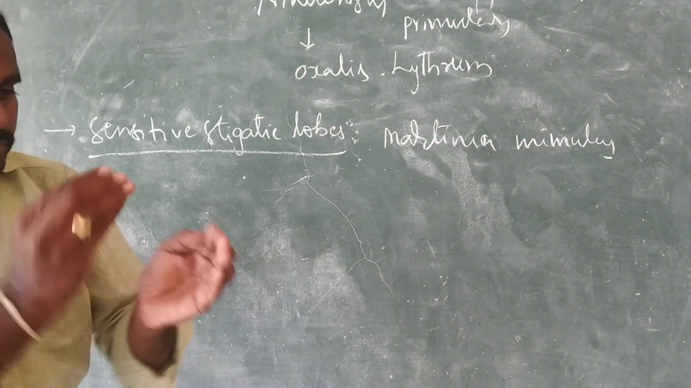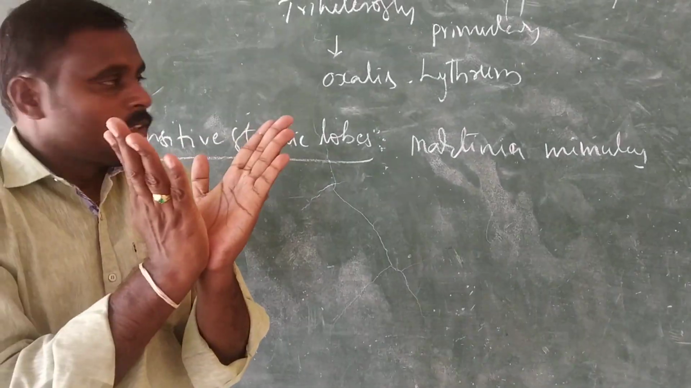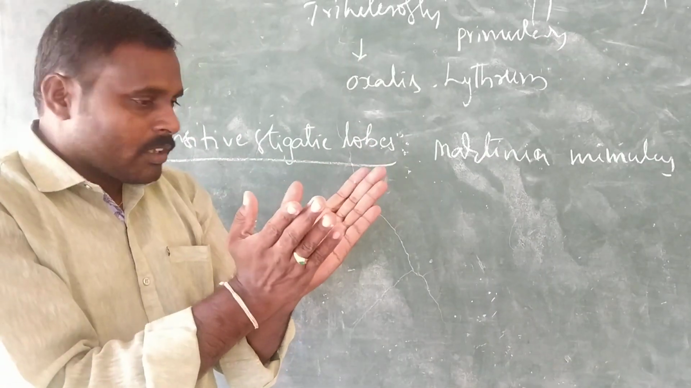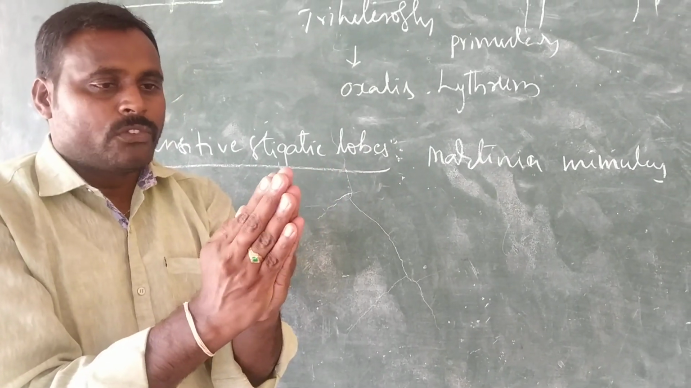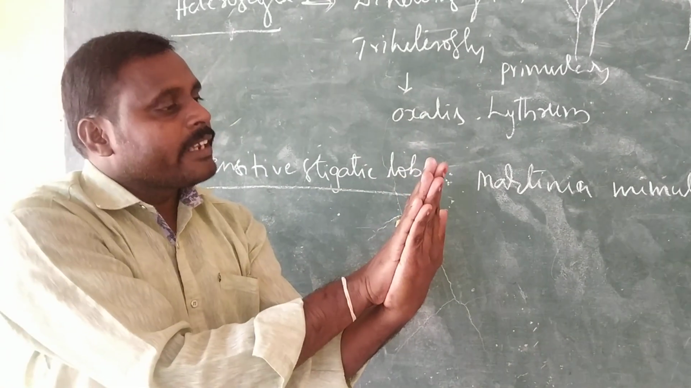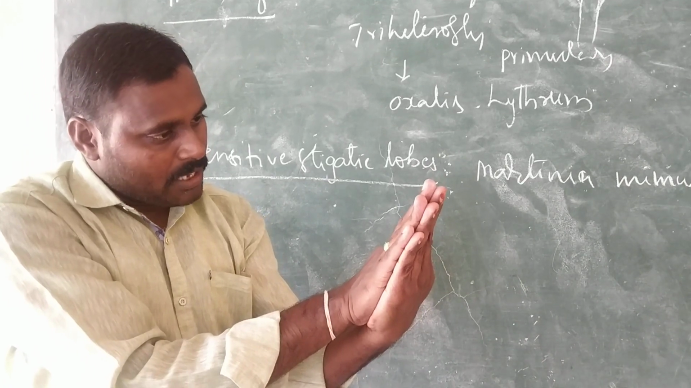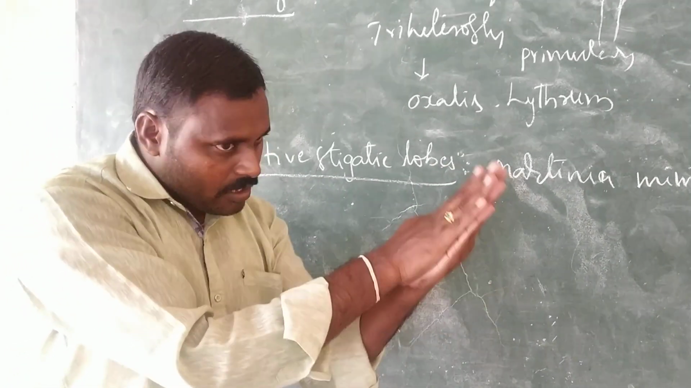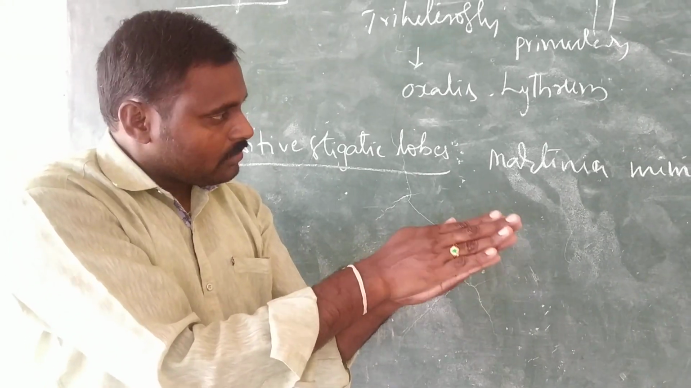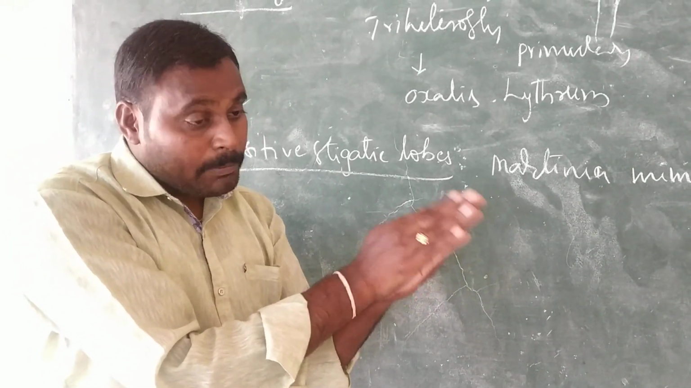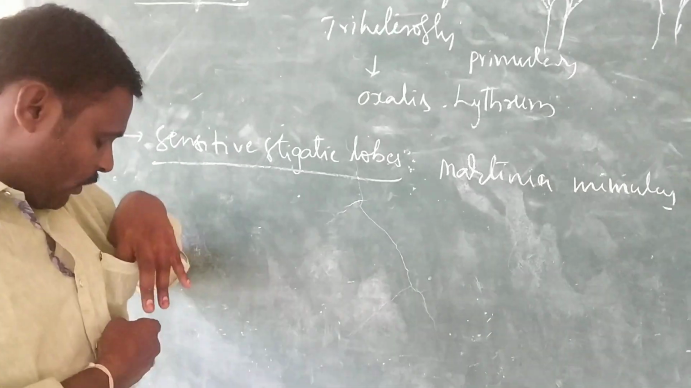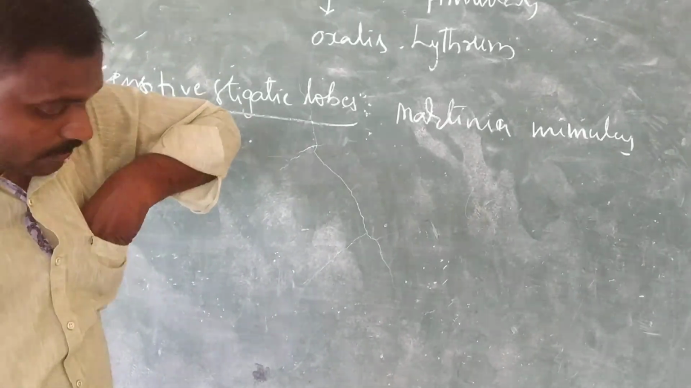For example, if the stigma is open, whenever the same plant's pollen grains land on the stigma, the sensitive stigmatic lobes will close. When they close, the pollen grains are unable to germinate. Then which pollination takes place? It prevents self-pollination and facilitates cross-pollination.